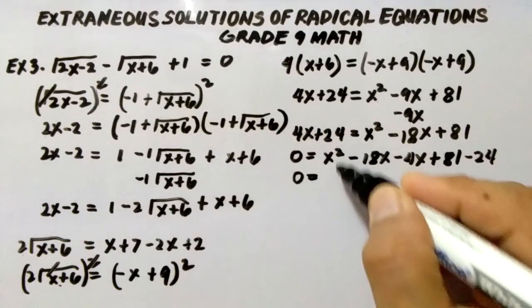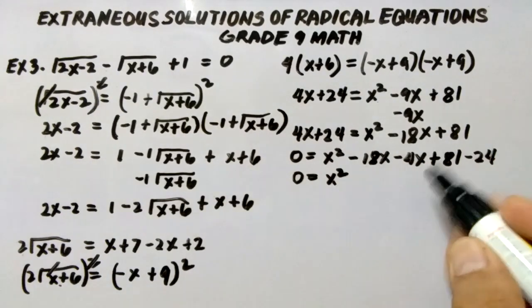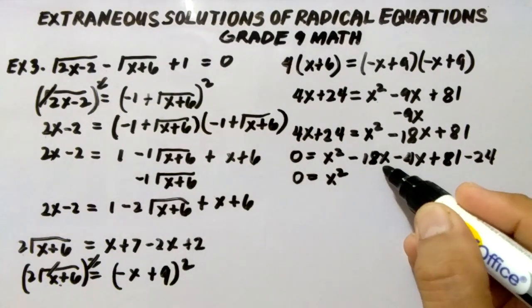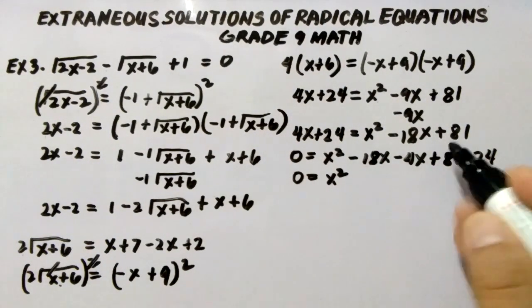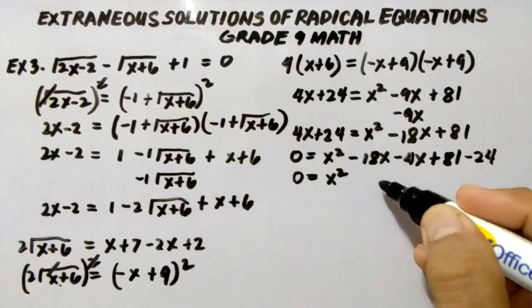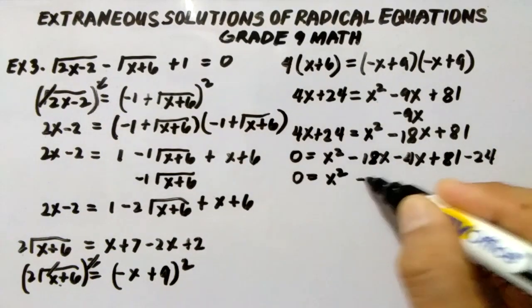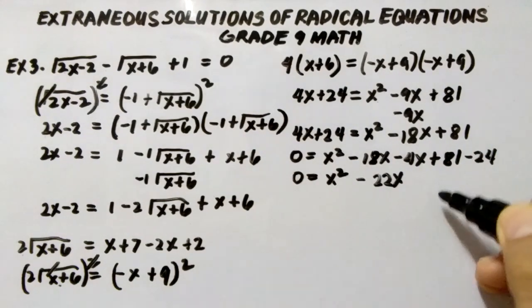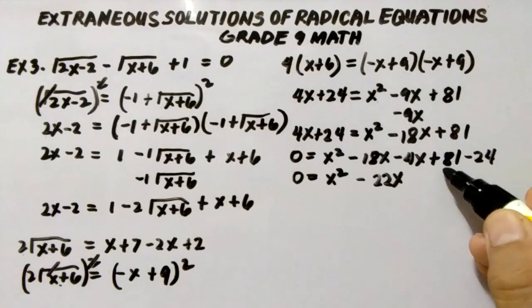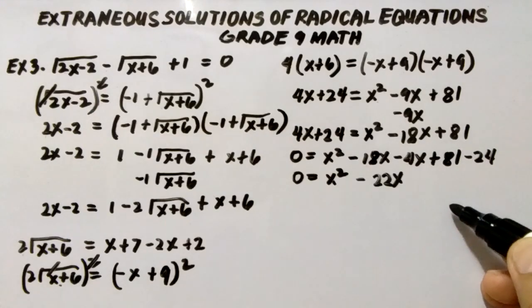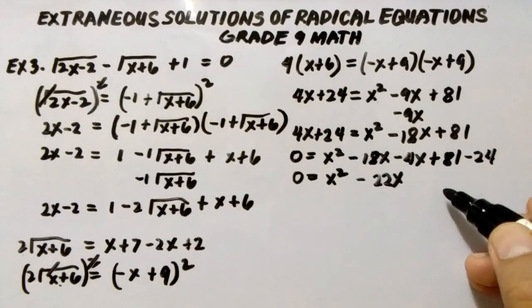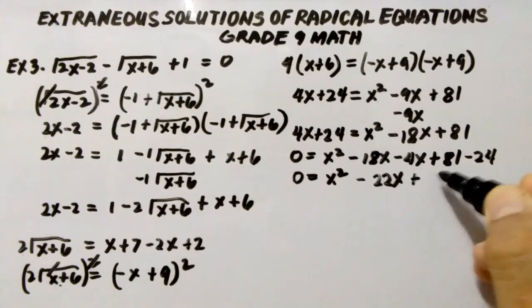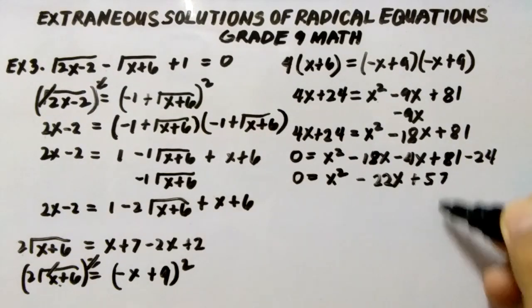So 0 is equal to x squared. Okay. So negative 18x minus 4x, that is negative 22x. Then 81 minus 24, that is positive 57.